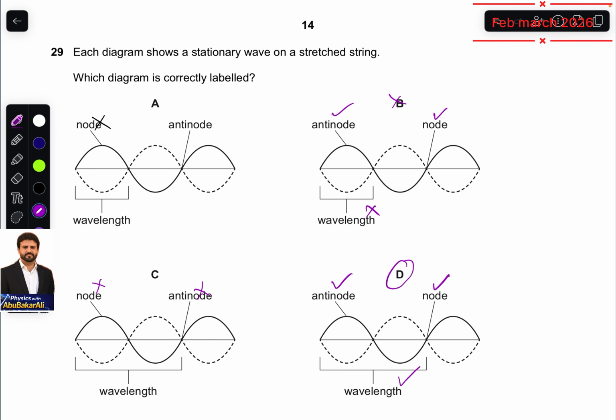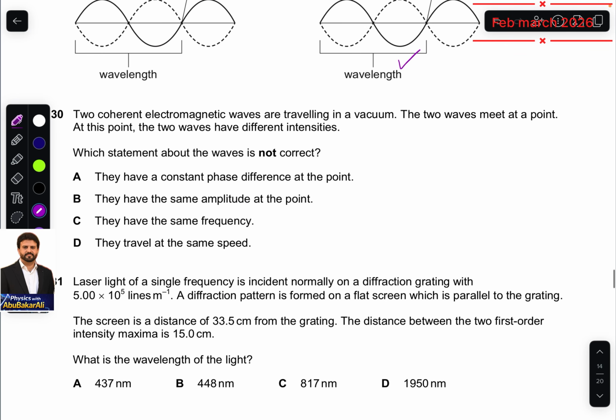Moving forward, question 30. Two coherent electromagnetic waves are traveling in a vacuum. The two waves meet at a point. At this point, the two waves have different intensities. There are two very important points. They are electromagnetic waves traveling in a vacuum, so they will have the same speed. The two waves meet at a point and they are coherent as well.